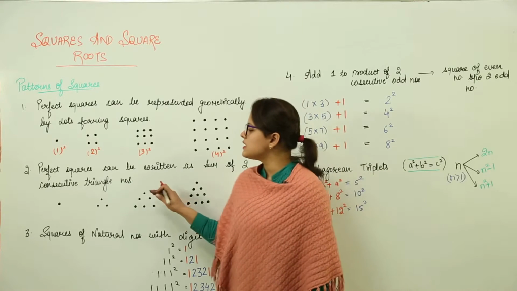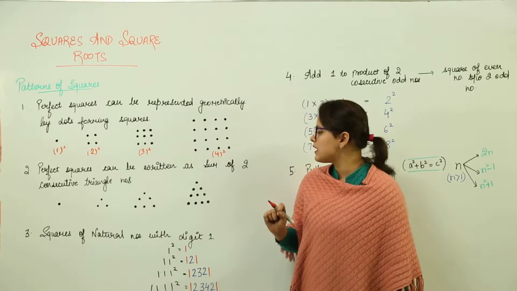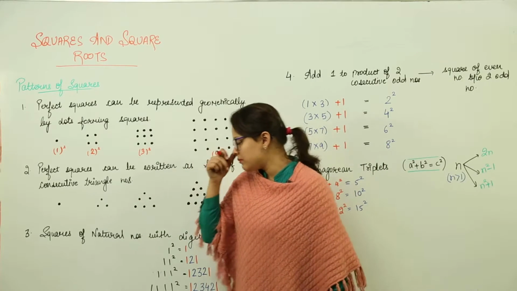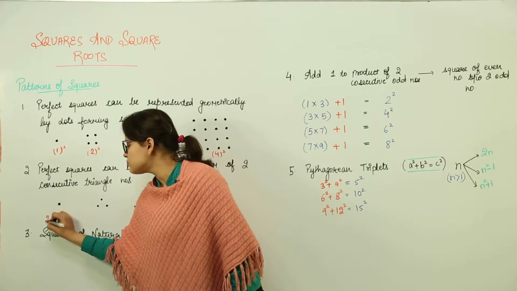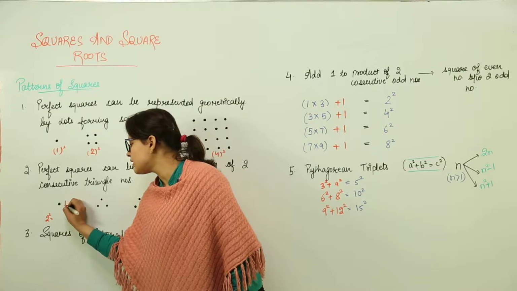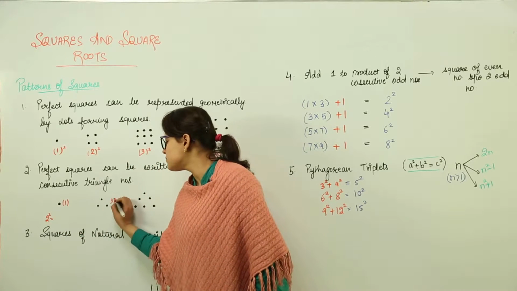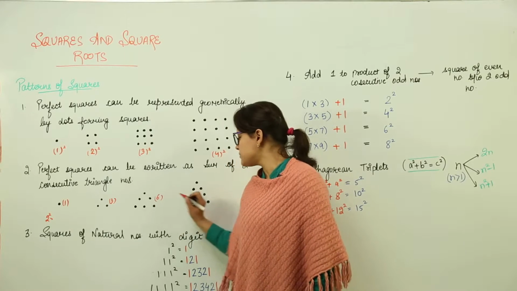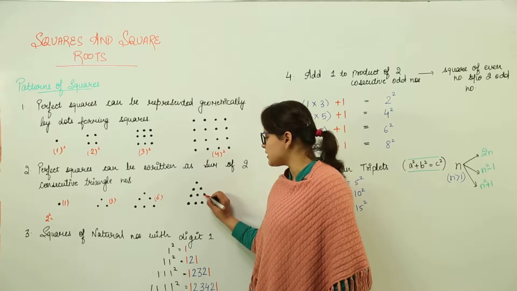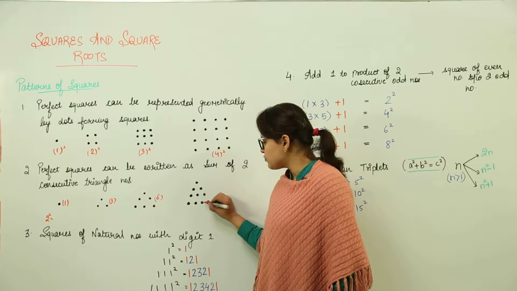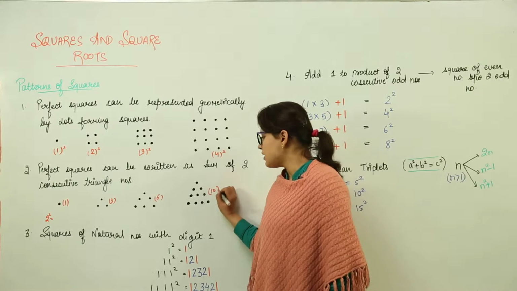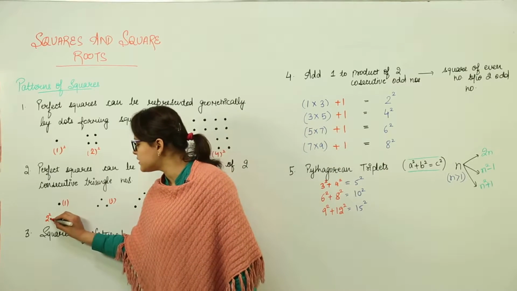The next pattern says that perfect squares can be written as sum of two consecutive triangle numbers. For example, 4. What is 2 square? First of all, I will write here, this is 1, this represents 3, this represents 6, and so on: 4 plus 3 is 7, 8, 9 and 10. So I am going to show you how this representation is done.